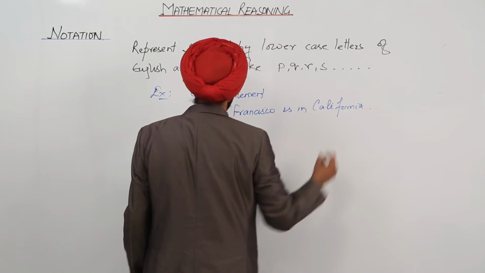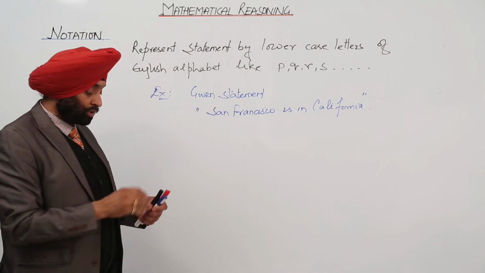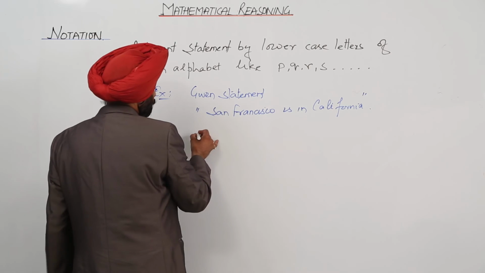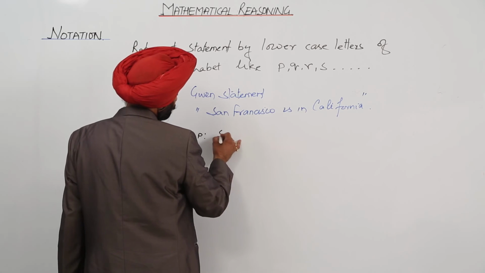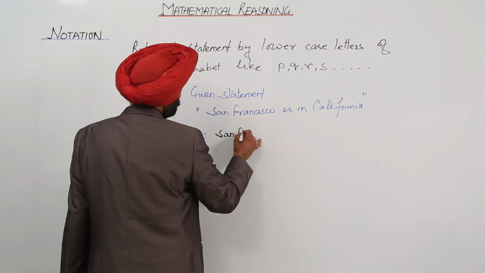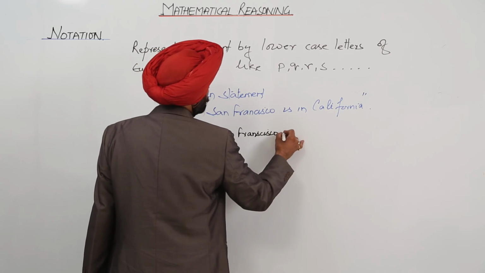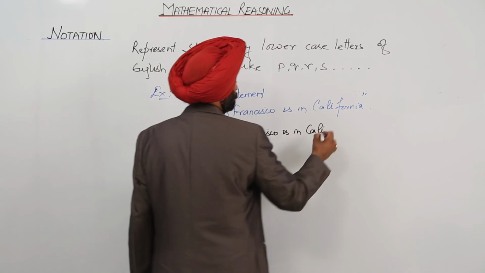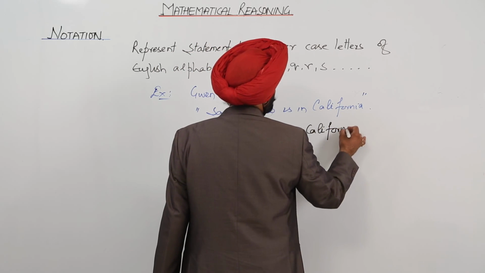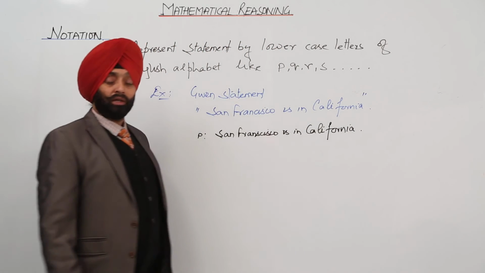Now, when mathematically we are going to represent this with the notation, what are we going to write? We will be writing, let p be: San Francisco is in California. So, like this we are going to represent a statement.